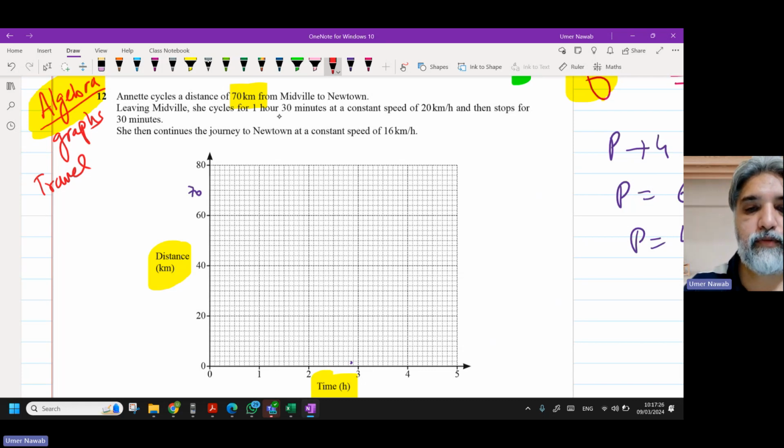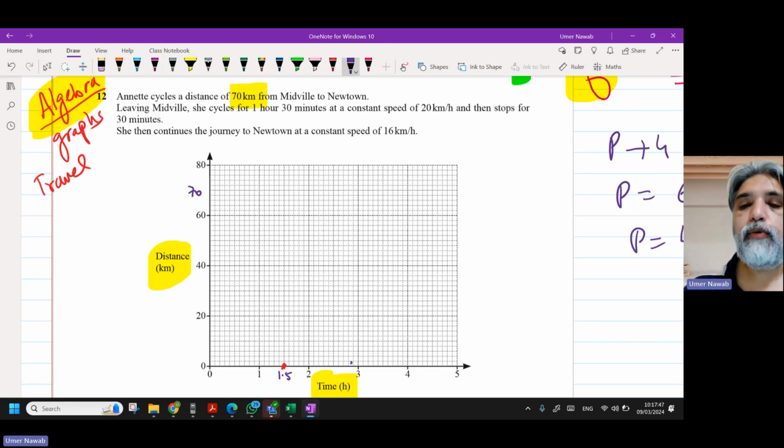She cycles for 1 hour 30 minutes. So 1 hour 30 minutes. This is 1 hour, 30 minutes, or I can call it 1.5 hours, at a constant speed of 20. Now the speed is 20.